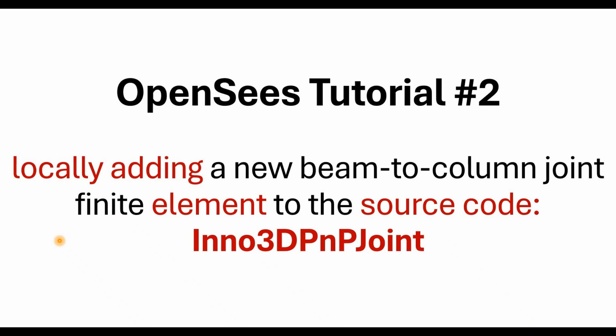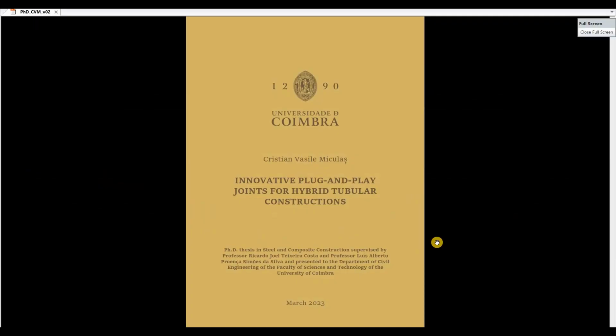Hello and welcome back. In this video, I will show you how to integrate a new beam-to-column-joint finite element into the OpenSees source code. Specifically, we will be adding the Inno3DPnPJoint element. This element is developed for innovative 3D plug-and-play joint connections, and you can find detailed information in my PhD thesis and other various papers. Check out the links in the video description below.